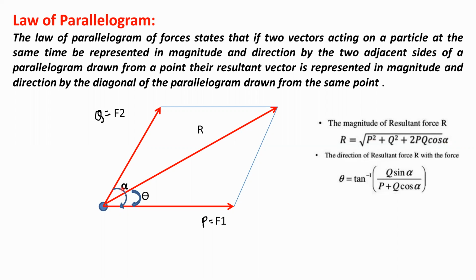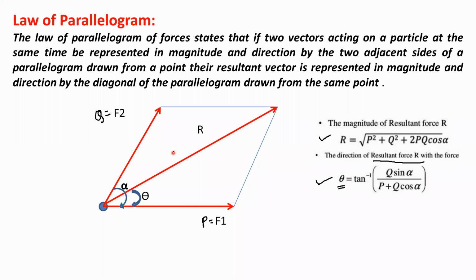So alpha is the angle between the two forces, and the direction of the resultant R can be given by this formula. Theta is equal to tan inverse of Q sin alpha divided by P plus Q cos alpha. When we take this formula, the angle will be with respect to the P force. I hope this concept is clear. So this is the formula for the angle of the resultant, and this is the formula for the resultant.